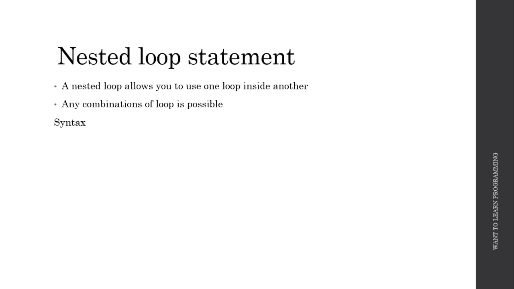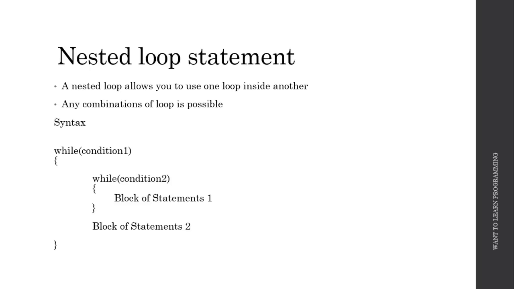Let's look at the syntax of a nested loop statement. In this, we are taking an example of while loop inside a while loop. So while condition 1, then while condition 2, block of statements 1, and then block of statements 2 and bracket. So the second while loop runs as many times as the first while loop condition is satisfied, and for every while loop 1 condition, while loop 2 condition executes completely.